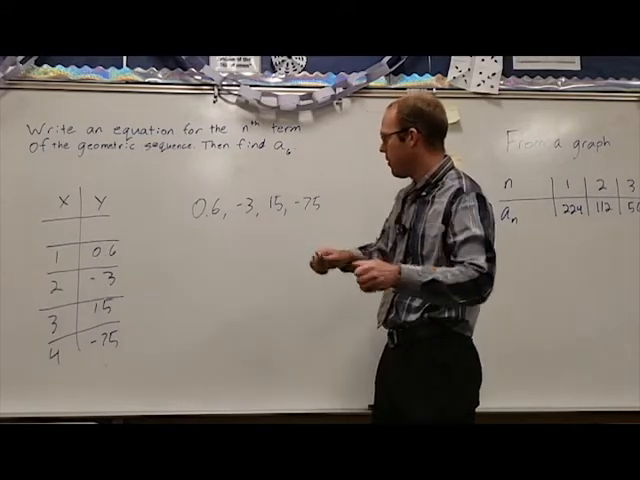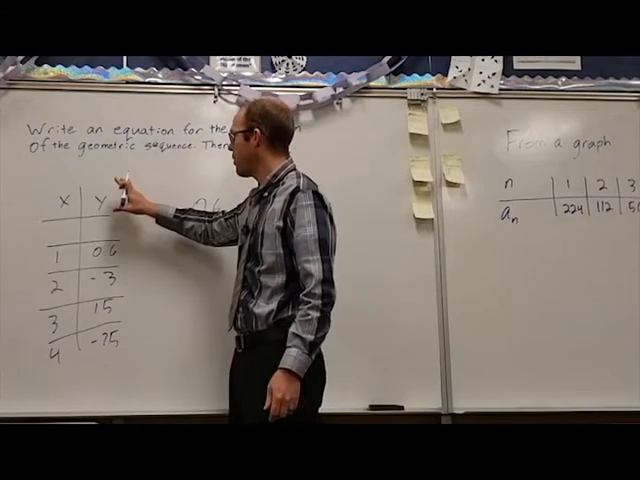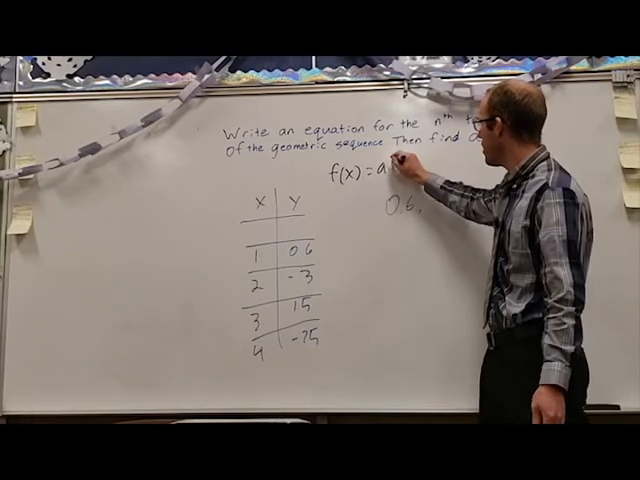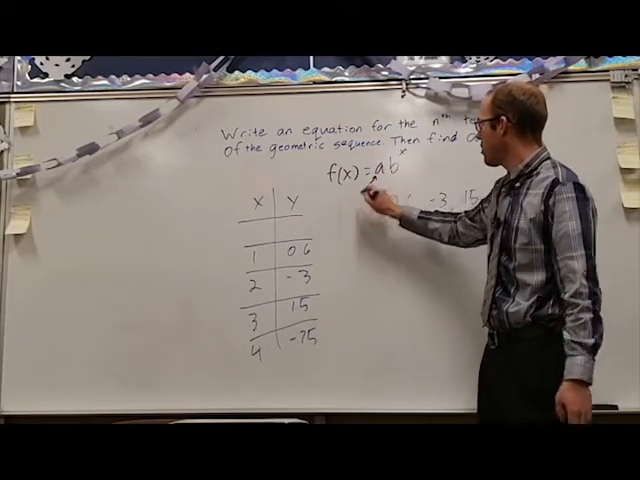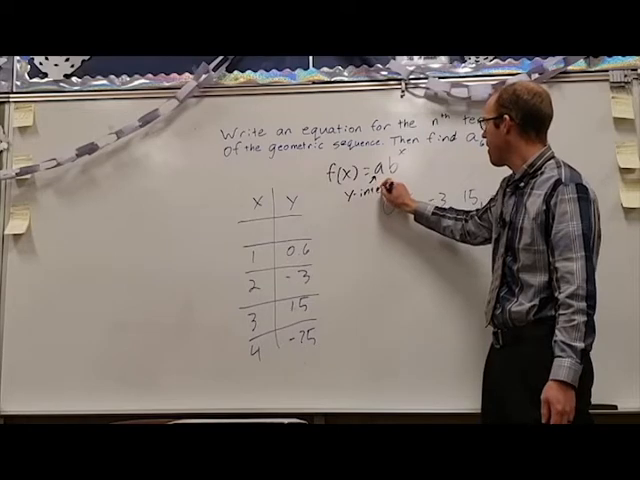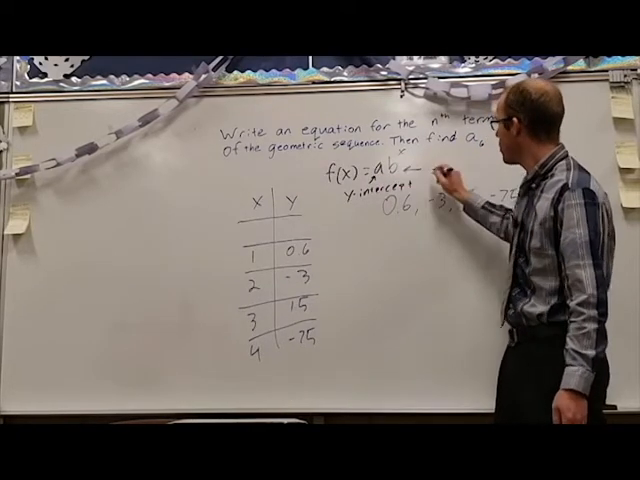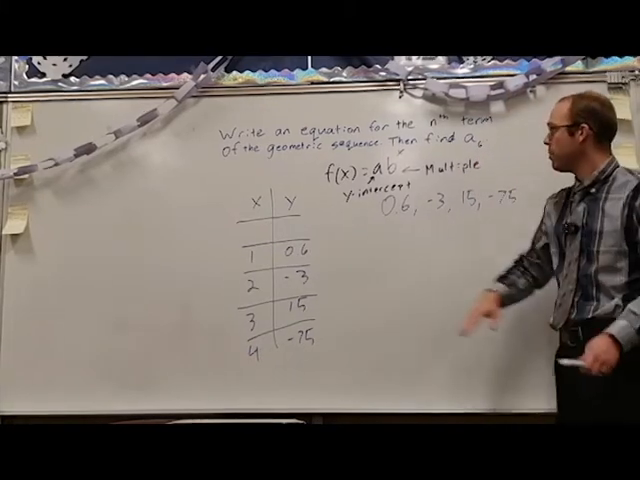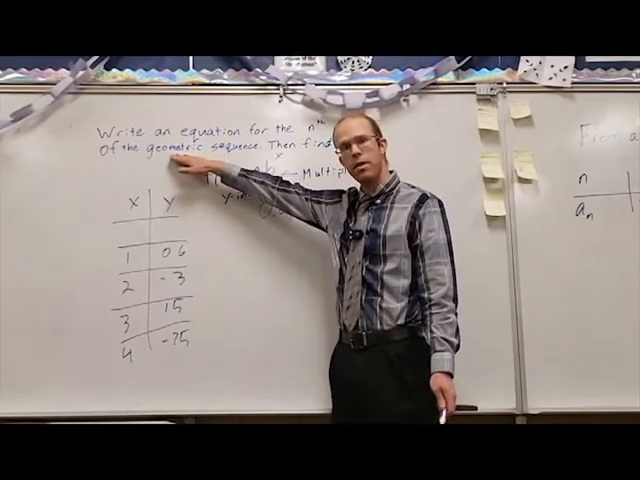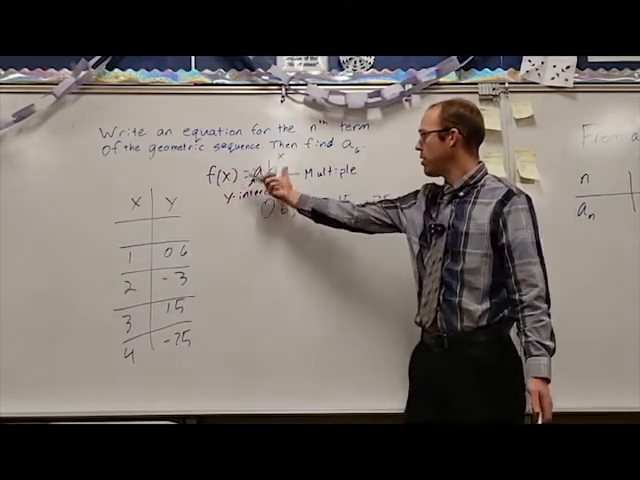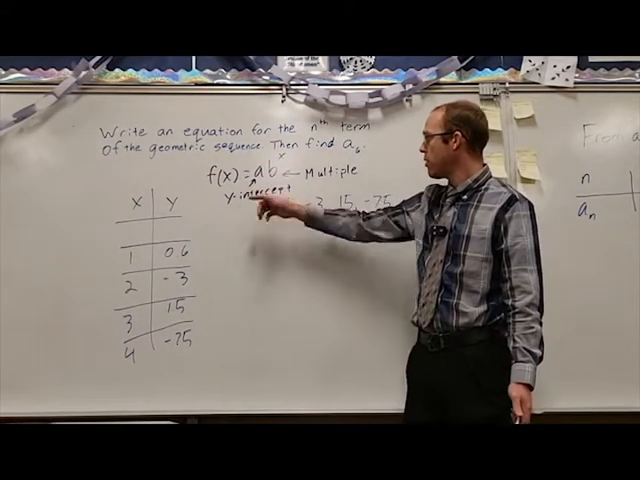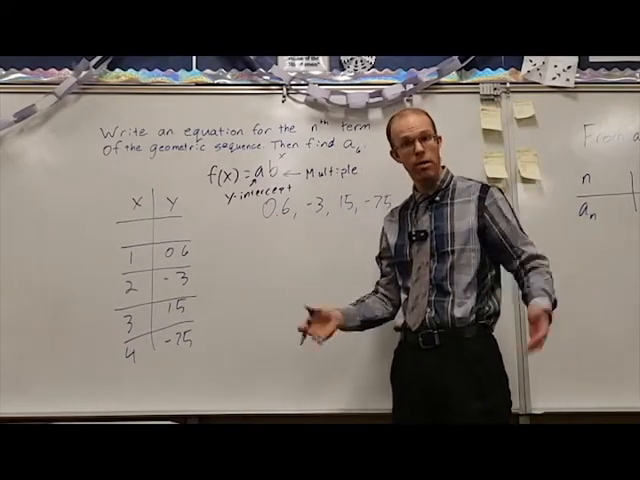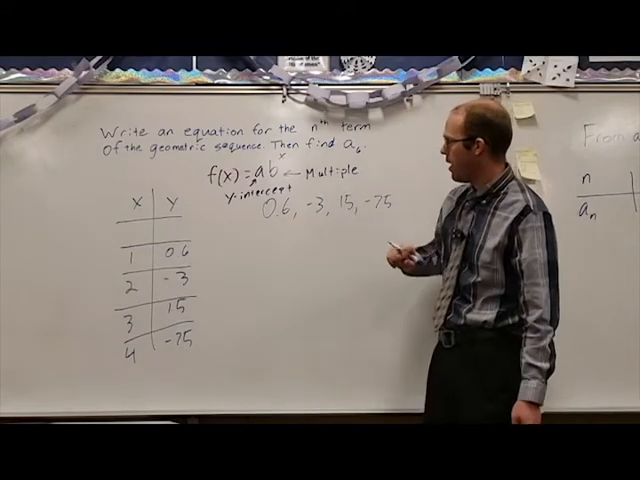If we recall from our previous section on exponential functions, the formula for an exponential function is f of x equals a times b to the x, where a is our y-intercept and b is our multiple, our constant multiple. Now we just learned that geometric sequences are the same as exponential functions, so we're going to use this equation and write an equation for a geometric sequence. We do need to change the notation to sequence notation like we did with our arithmetic sequences, but we're going to do that in just a moment.